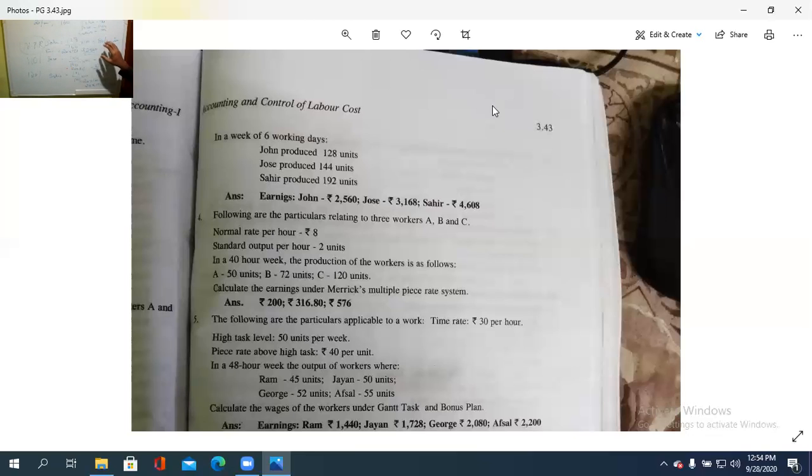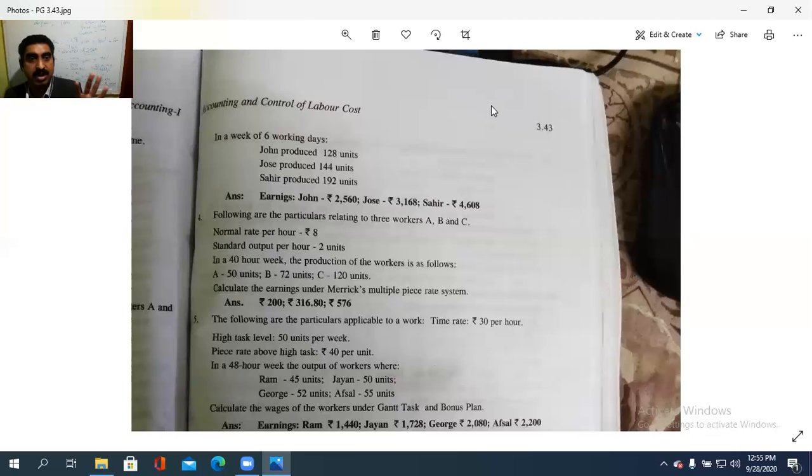Therefore, John is getting an earning of 2560. Jaws is getting an earning of 3168. And Zahir is getting an earning of 4608. So this is the Merrick's differential piece rate system. That is the second important thing with regard to differential piece rate systems. One is the Taylor's differential piece rate system, where there is a standard rate; below the standard, the normal worker gets a lower amount, and above the standard, the efficient worker gets a higher amount.